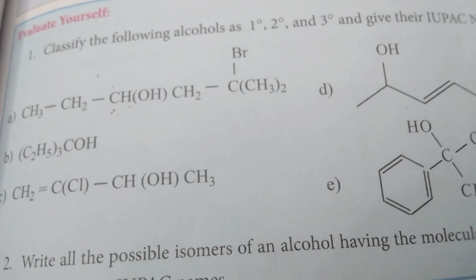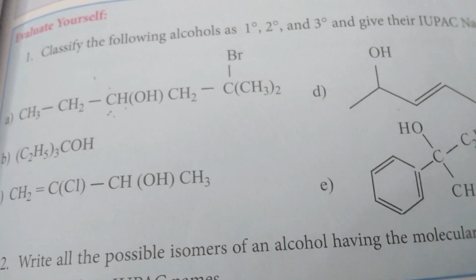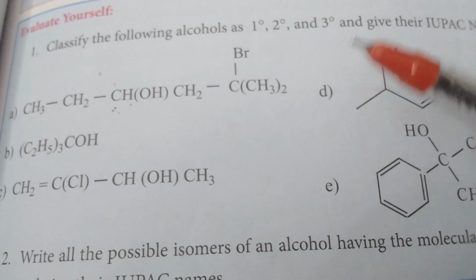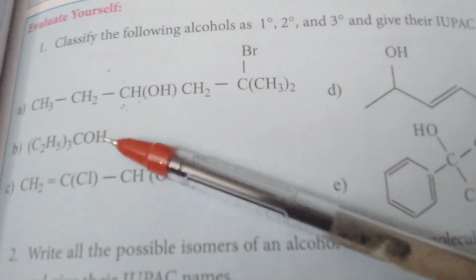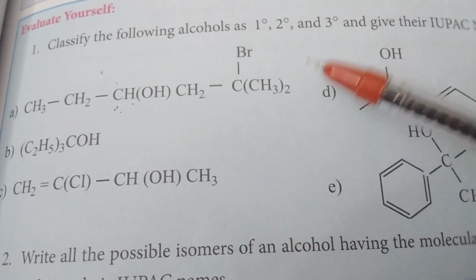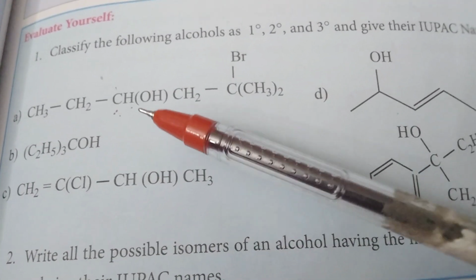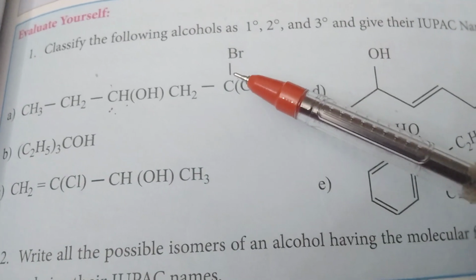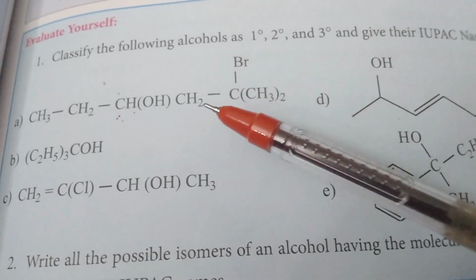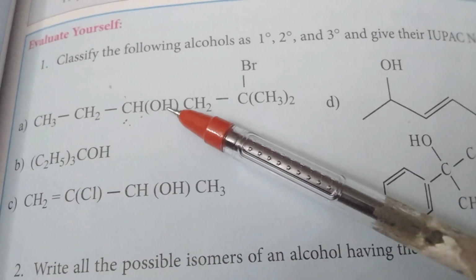In this video, we see how to classify the alcohols into primary, secondary and tertiary. Let us see the first one. CH3, CH2, this is a big compound. Here the functional group is OH, so this one comes under alcohol. Classify the alcohol. So you have to see only the OH group.